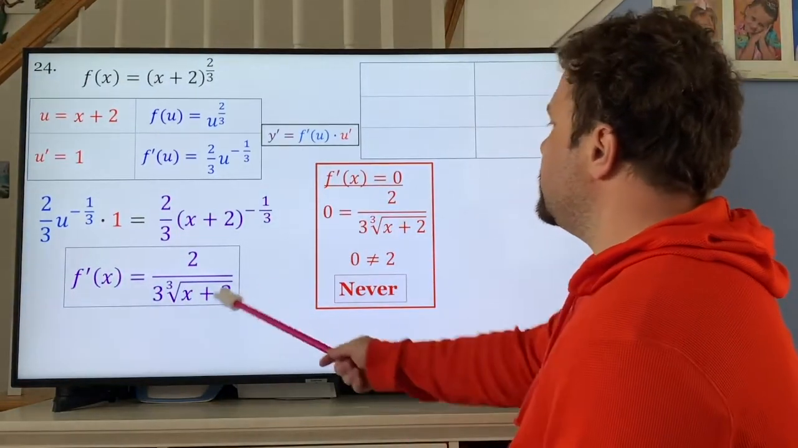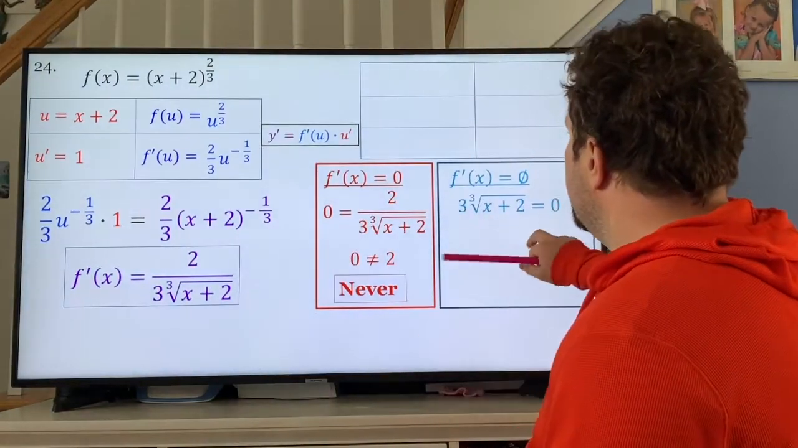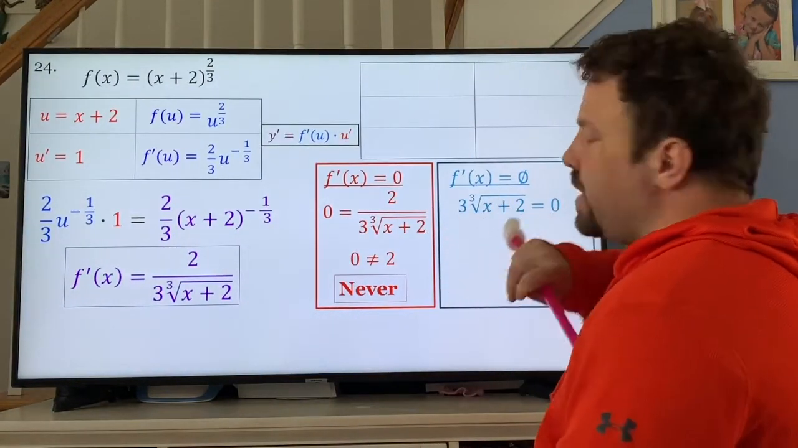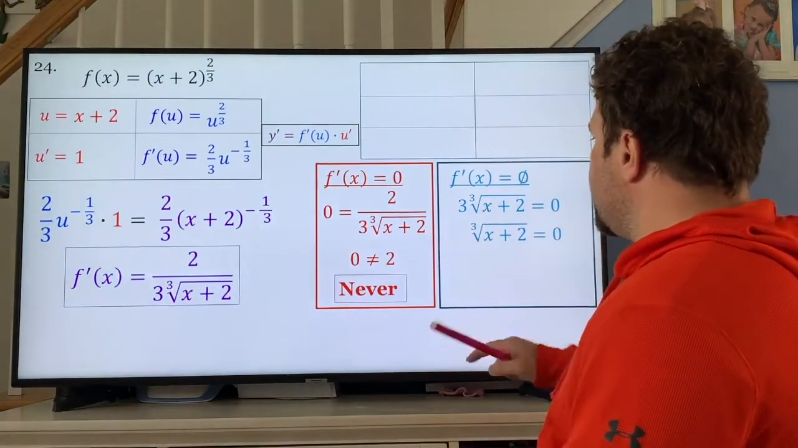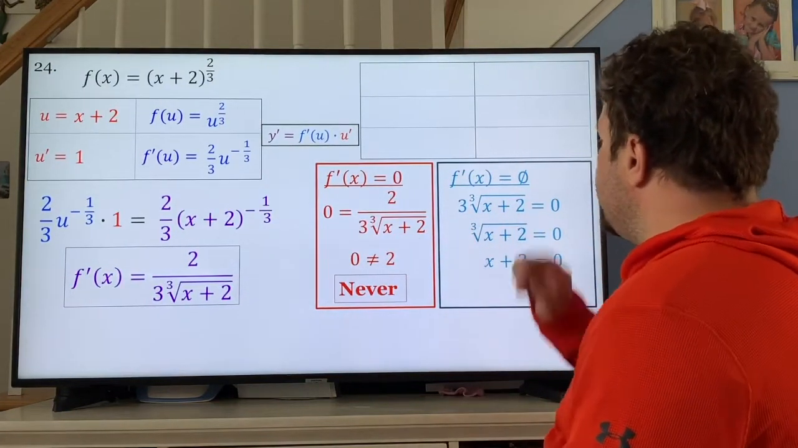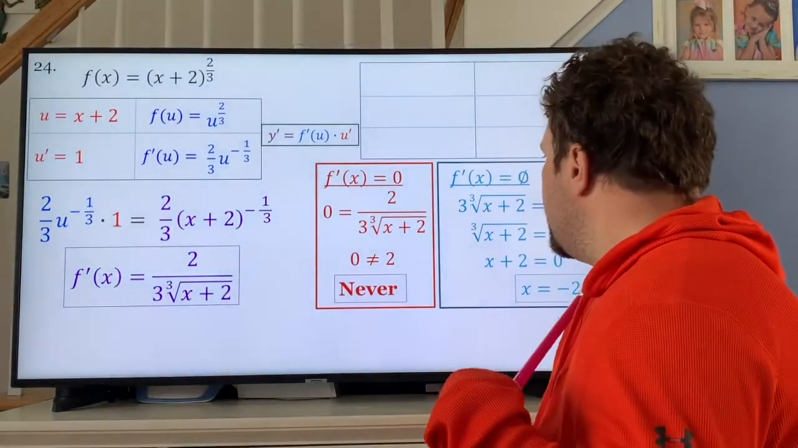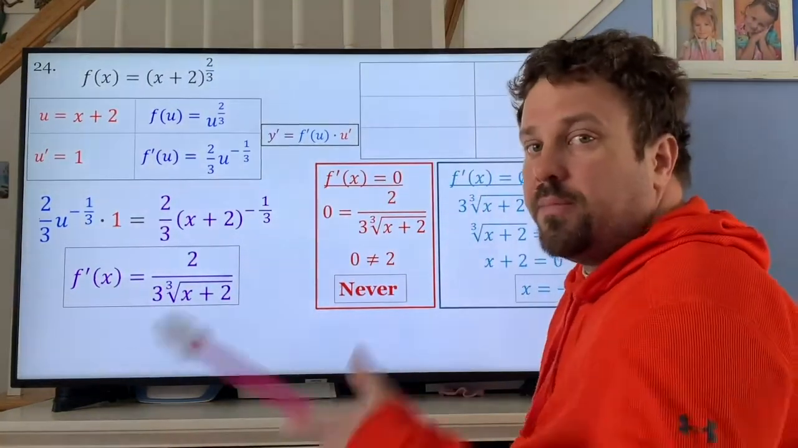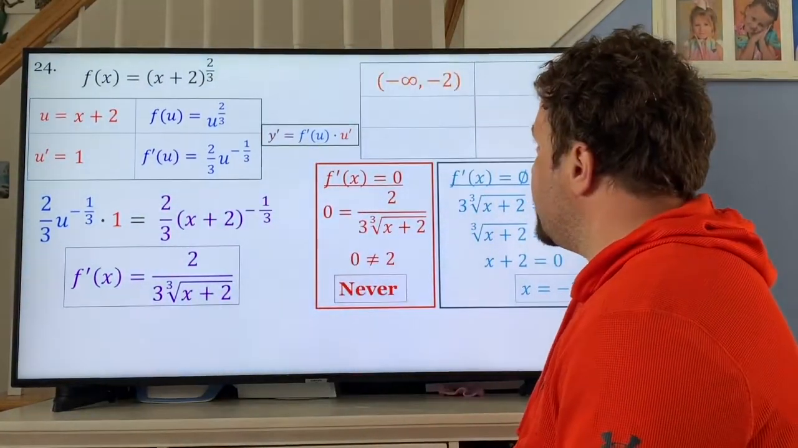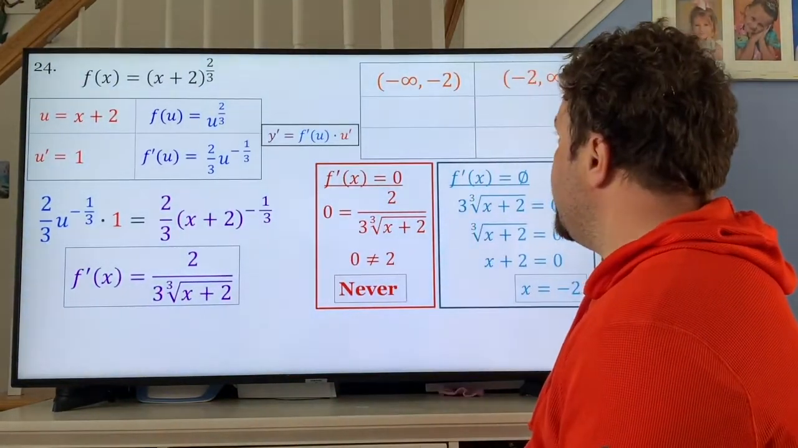So now you're going to set this equal to undefined, and when you set it equal to undefined, you get the denominator equaling 0. Divide by 3. Cube both sides, 0 to the 3rd power is 0. And then you subtract 2. So you end up getting your critical number to be negative 2. So now when we do our intervals, once again, negative infinity to negative 2, and from negative 2 to, you got it, infinity.